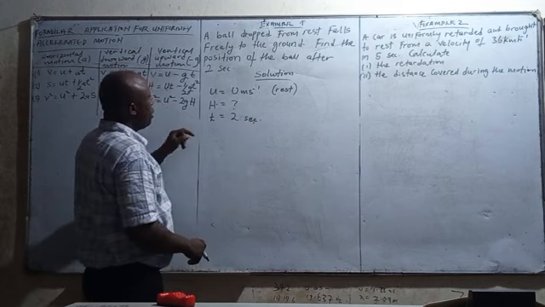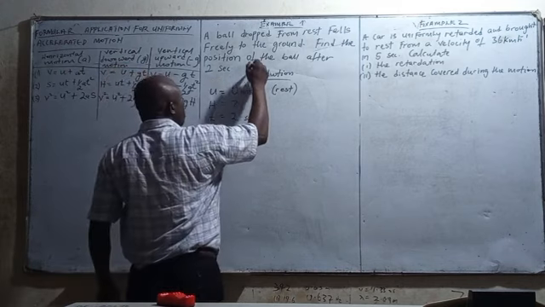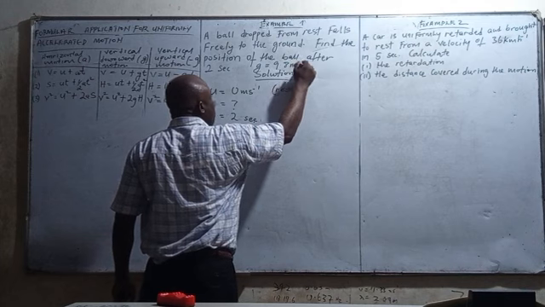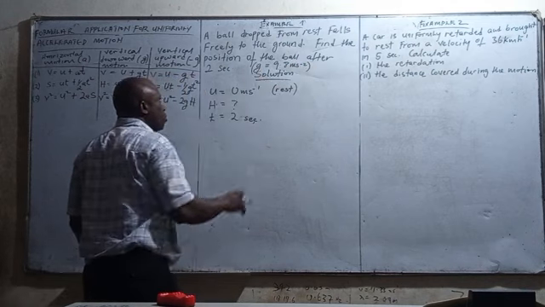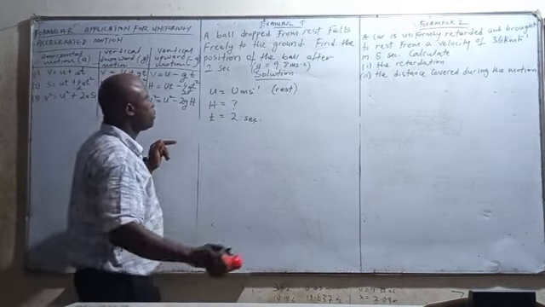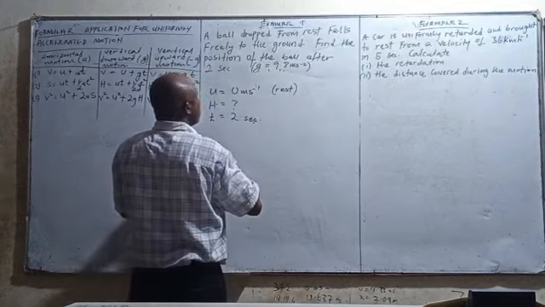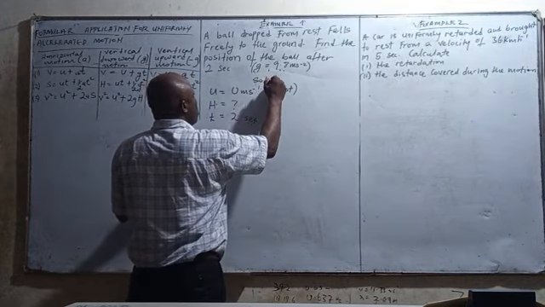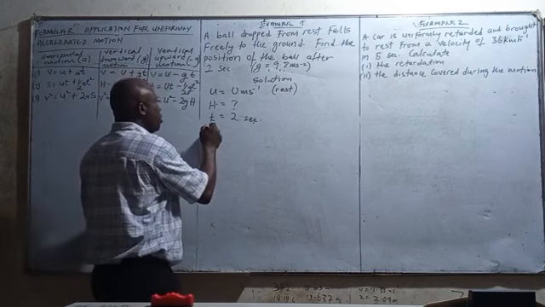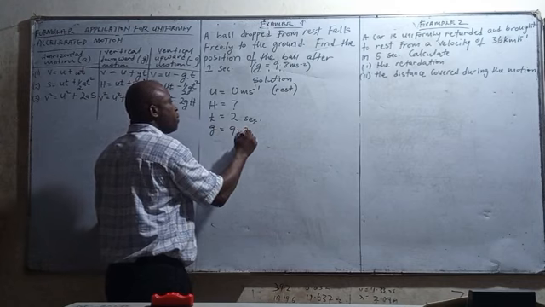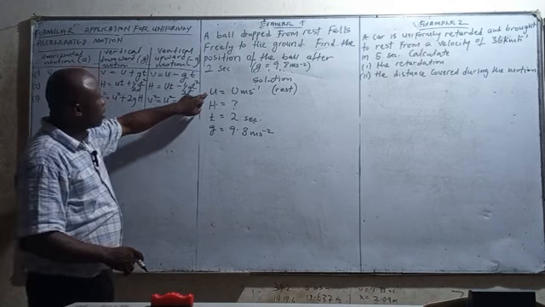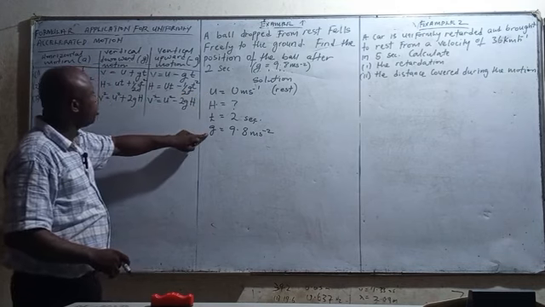In this type of motion, g will always be given as 9.8 meter per second squared. So this acceleration due to gravity is a constant. We have here the solution. So g equals 9.8 meter per second squared. Now we have our parameters to be u, h, t, and g.